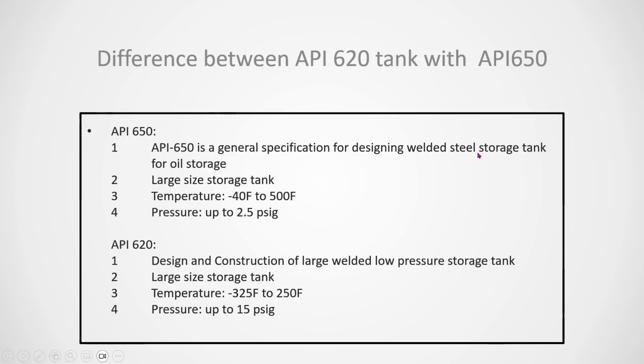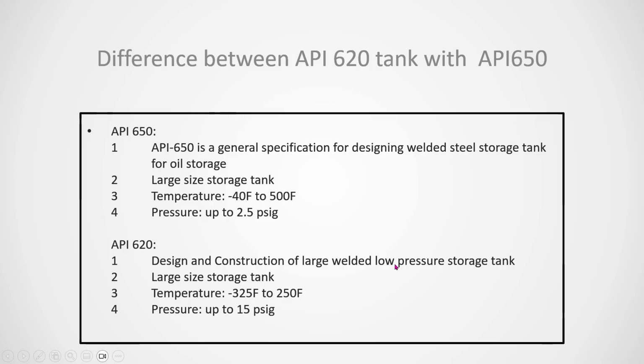The API 650 is the general specification for design of welded storage tank for oil storage. For oil storage we are using 650. Then for large size storage tank you are using the API 650 standard. Temperature minus 40 degree Fahrenheit to 500 degree Fahrenheit elevated temperature, you can use this standard 650, and pressure up to only 2.5 psi gauge, then API 650 you have to use.